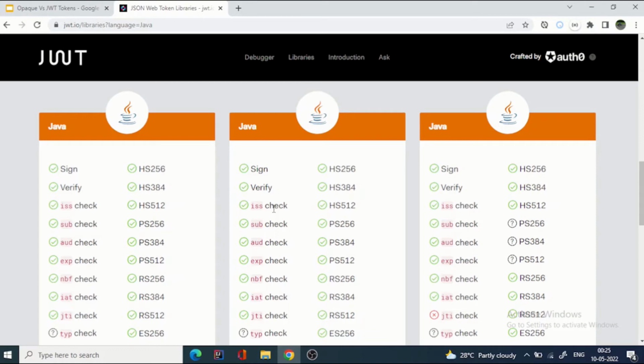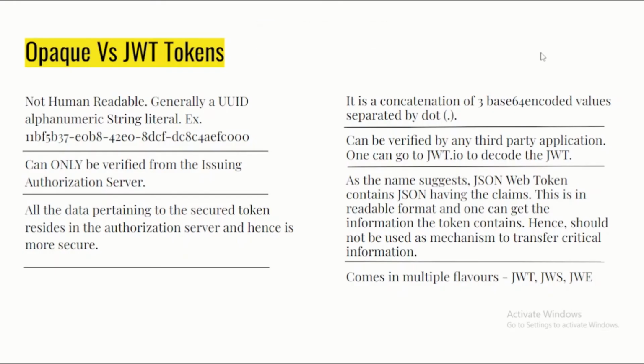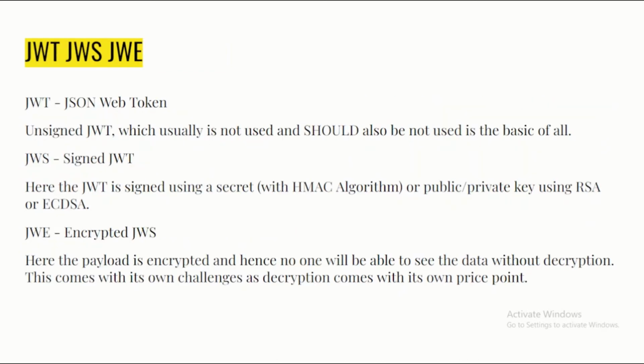Okay, so now we'll go back to our slide. Now I was talking about how JWT tokens come in multiple flavors: JWT, JWS, JWE. So what are these? Let's see. JWT is a JSON Web Token, which is an unsigned JWT, which usually is not used and should not be used, and it is the basic of all. It is just your plain JSON payload.